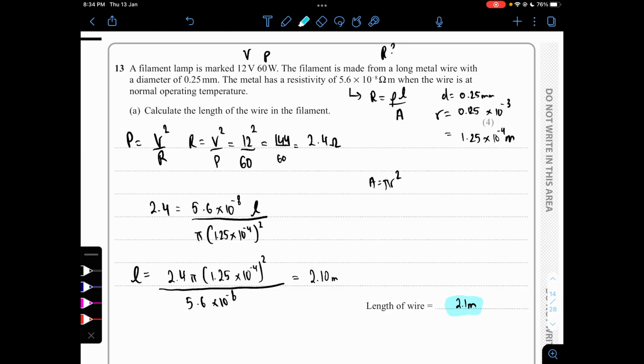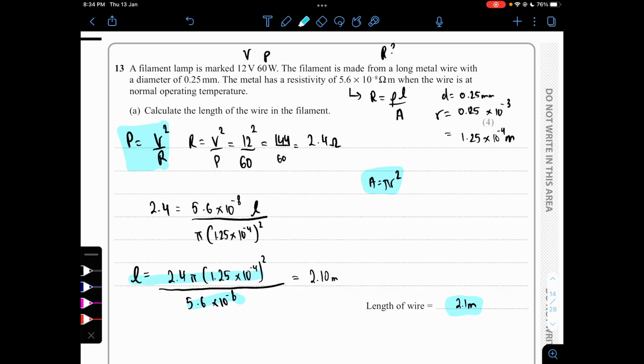We get 1 mark for using an equation to work out R. Could be another equation, W equals QV. Then 1 mark for finding the area, and 1 mark for finding L and the final answer itself.